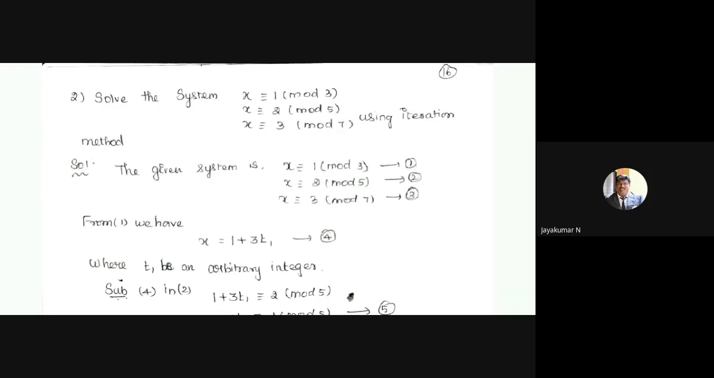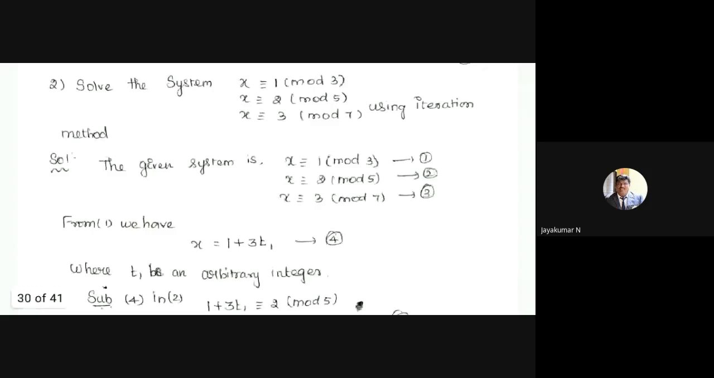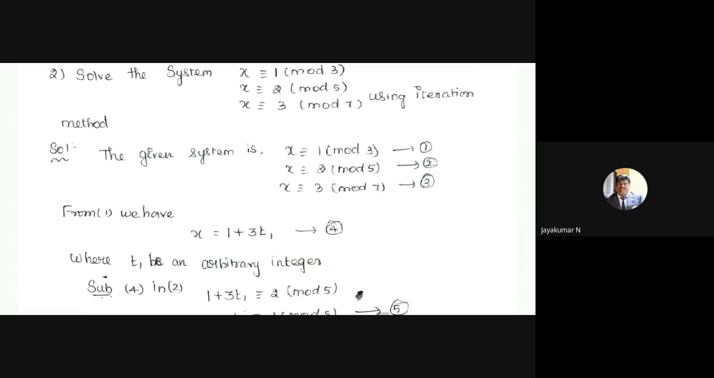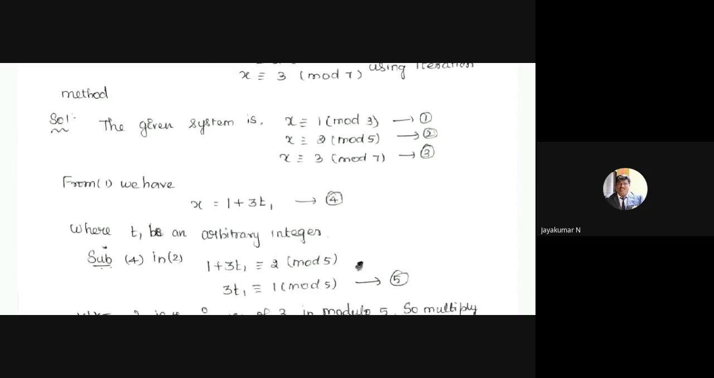In the solution part, the given linear congruences will be numbered 1, 2, 3. From the first linear congruence, x is congruent to 1 mod 3, which can be expressed as the linear equation x is equal to 1 plus 3t1, where t1 is an arbitrary integer. This is considered equation number 4. Now equation 4 will be substituted in equation 2.